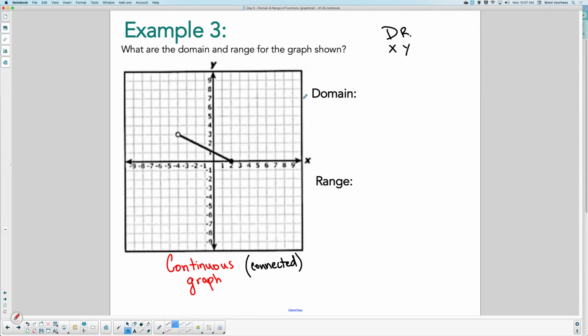So domain is going to be our X values. Now, let me ask you again. Domain X is run. If you were going to run in my classroom, which way do you run? To the right. So what that means is you start to the left and you run to the right. We're always going to start left. So here's how you do it. What number does this graph start at? How far left does this graph start? -4. Okay, go ahead and write down the -4.